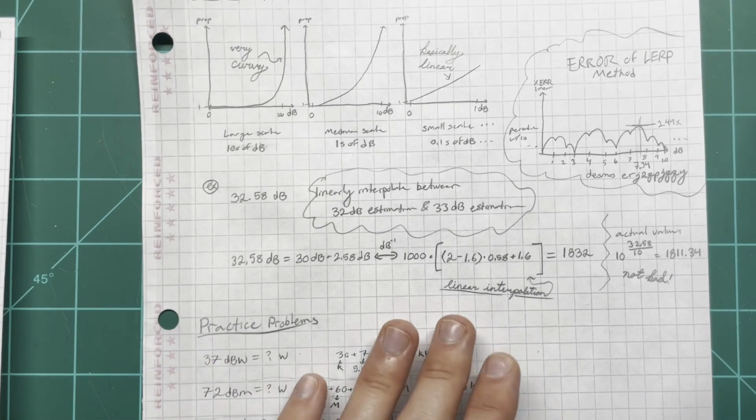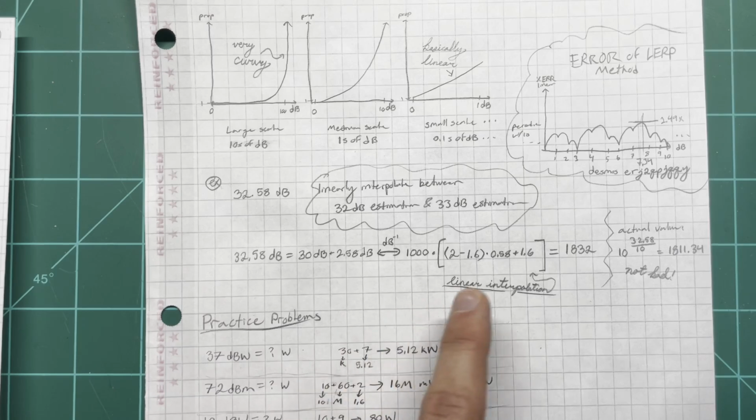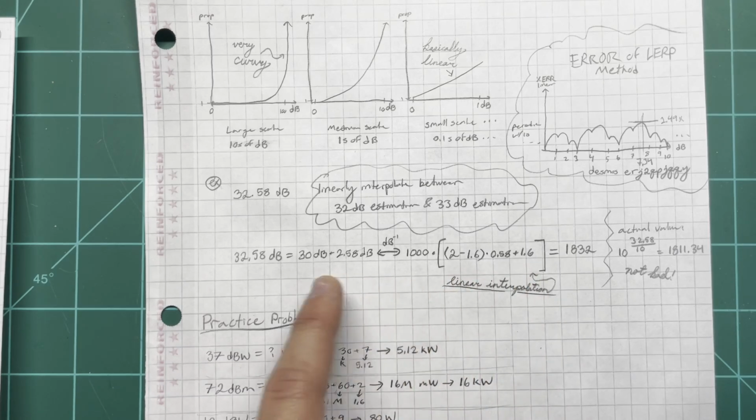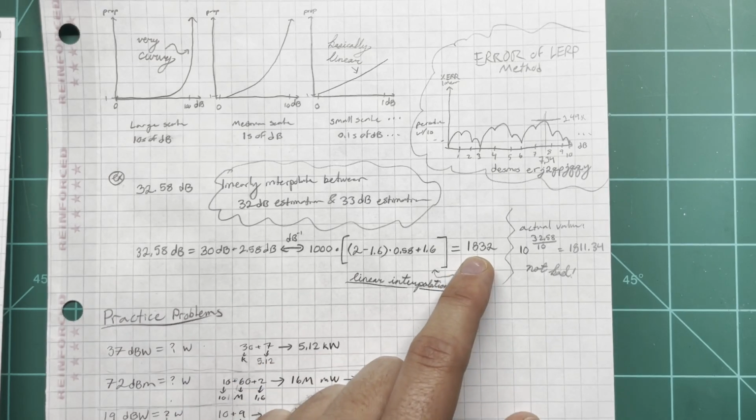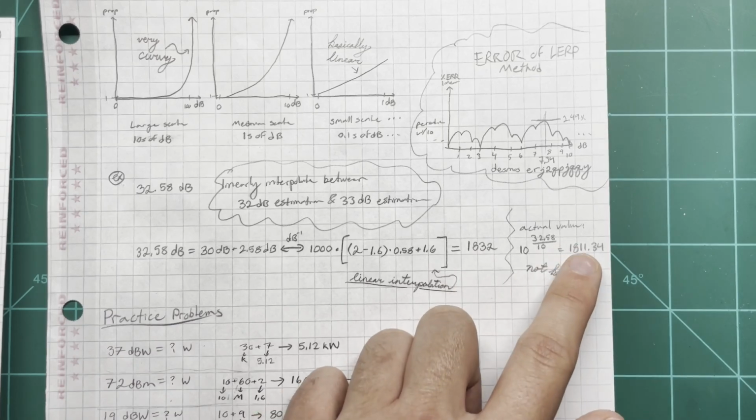So here's that calculation right here. You can see the linear interpolation. Here's the 30 dB. And we basically can just see that we get an estimation of 18,032, which is pretty close.